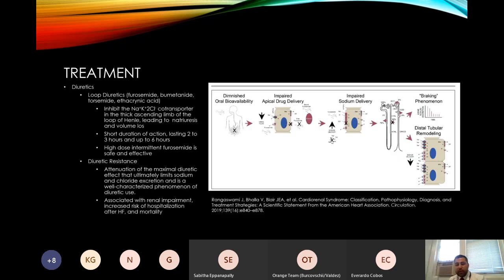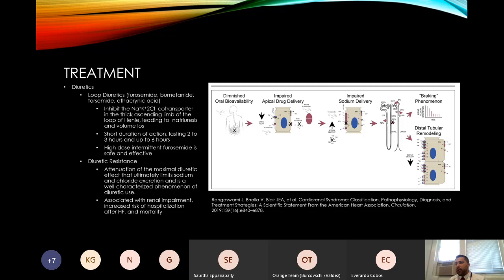So the importance here, and this is still going to be established over the next coming year, is treatment. Treatment largely revolves around decongestive therapies, and the ones that are well studied are diuretics. The loop diuretics that are available are furosemide, bumetanide, torsemide, and ethacrynic acid. The mechanism of these, just for review, is they inhibit the sodium-potassium-chloride cotransporter in the thick ascending limb of the loop of Henle, and this leads to natriuresis and volume loss.